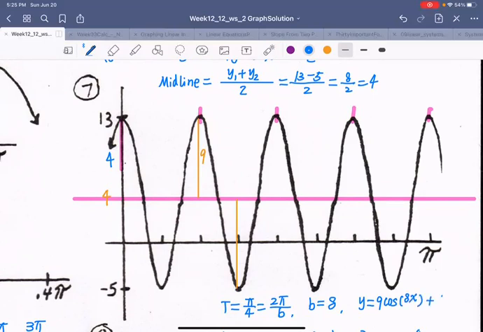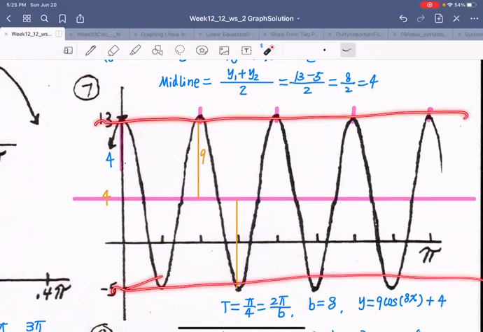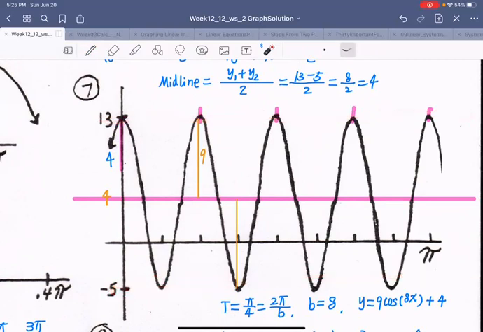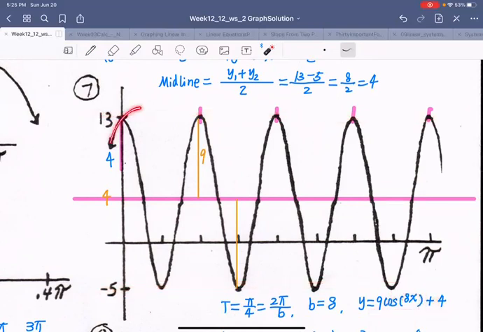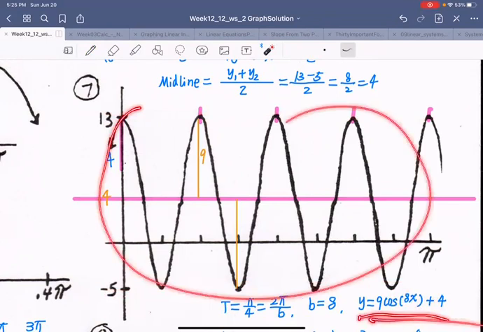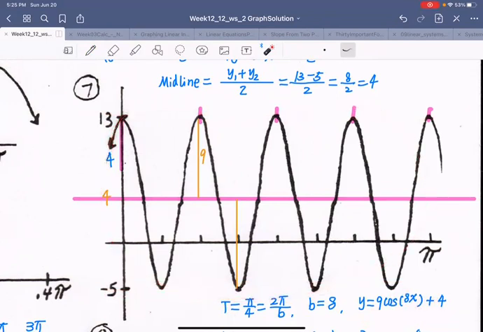That's it. Okay. Look at this. Your range is going to be between -5 and 13, because when this goes to -1, -1 times 9 is -9 plus 4 goes to -5. When this is +1, 9 plus 4 goes to +13. That's why we have this here. Any other people want to try this question?